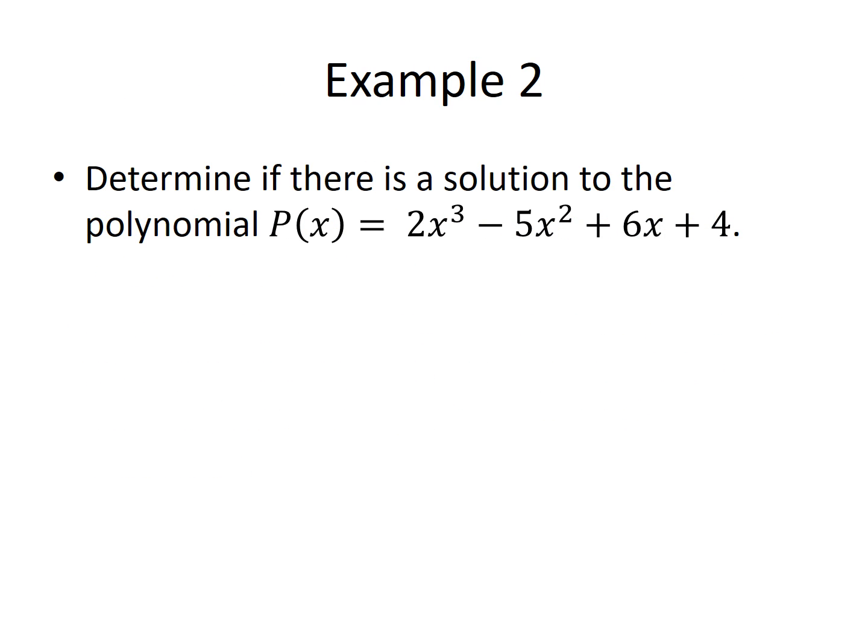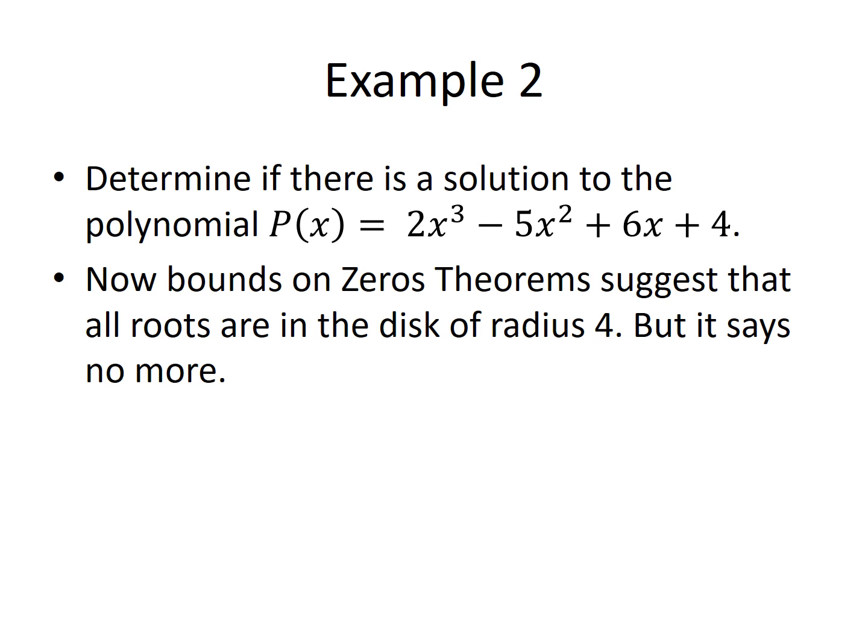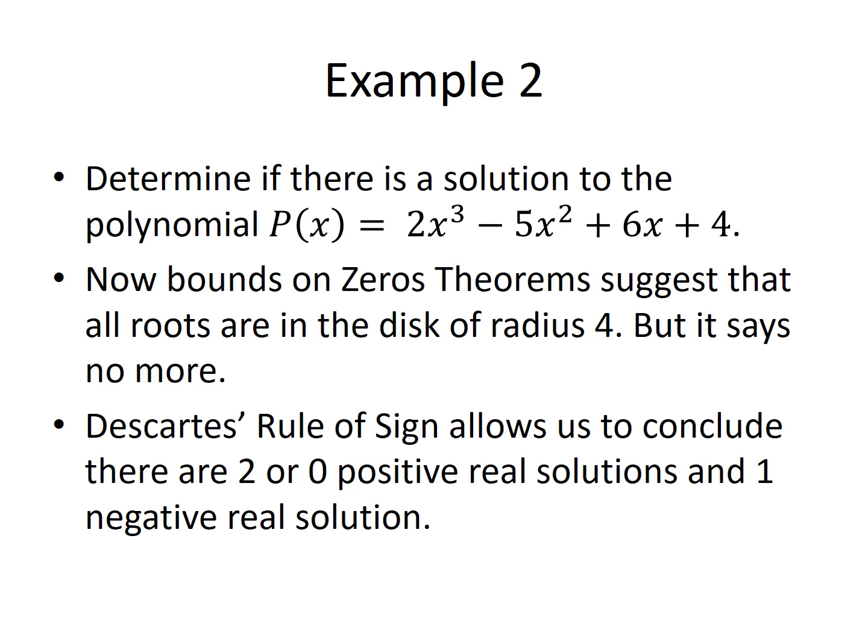As an example, let's determine if there is a solution to the polynomial 2x^3 - 5x^2 + 6x + 4. Now, the bounds on zeros theorem suggests that all roots are in the disk of radius 4, but it doesn't say anything else. Descartes' Rule of Signs allows us to conclude there are 2 or 0 positive real solutions and 1 negative real solution.